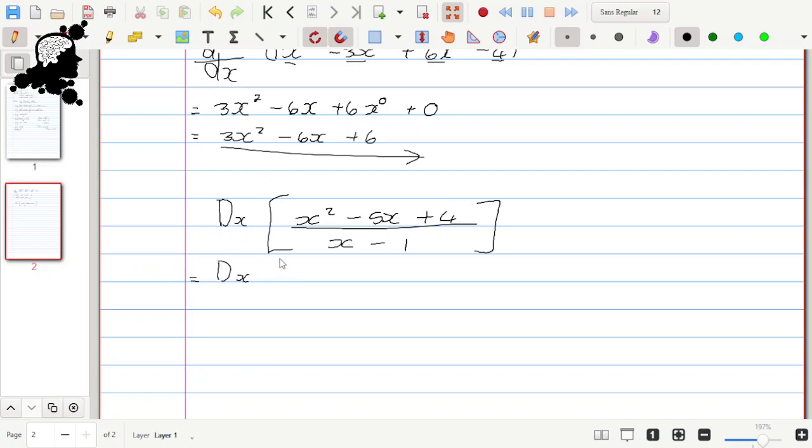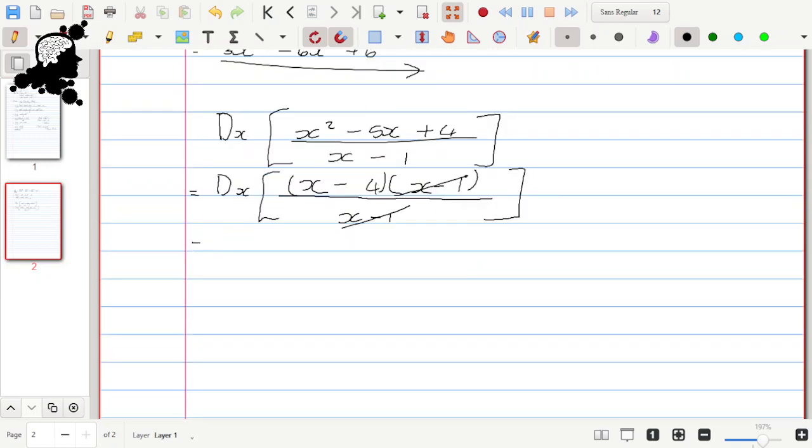Let's keep the d/dx sign here because we're not yet finding the derivative, we're just still simplifying. We can factorize the expression in the numerator because that's a trinomial, divided by x minus 1. This is x, this is x. This is 4, this is 1. This is minus, this is minus. x minus 1 will cancel x minus 1. What do we remain with? We simply remain with x minus 4.